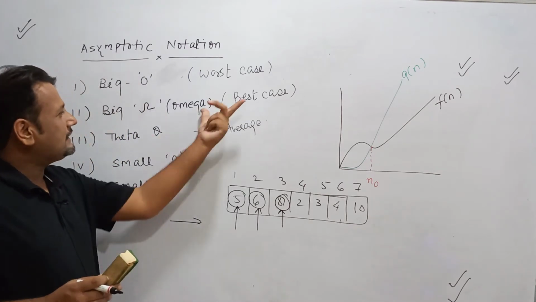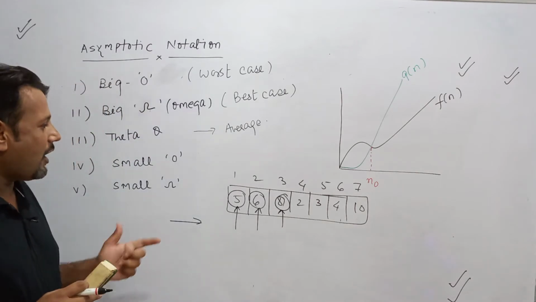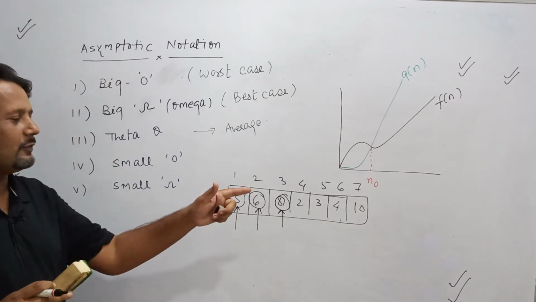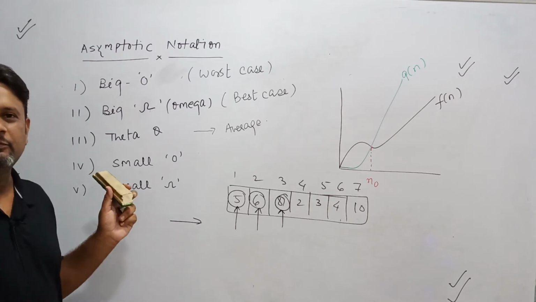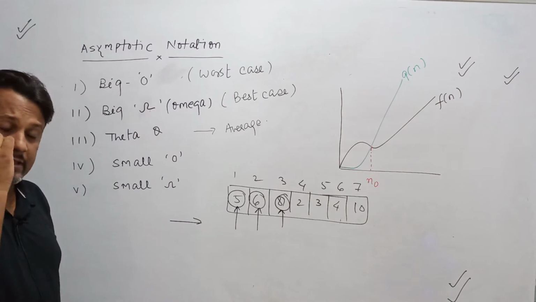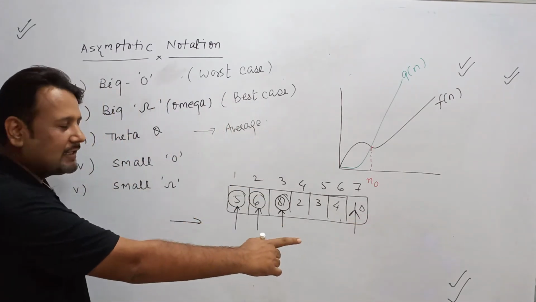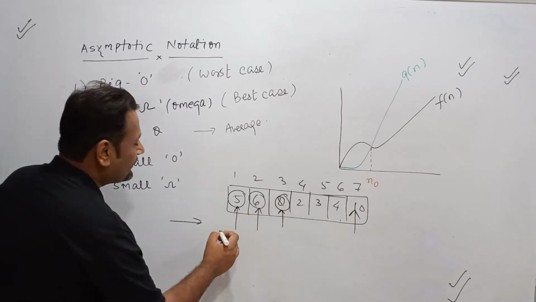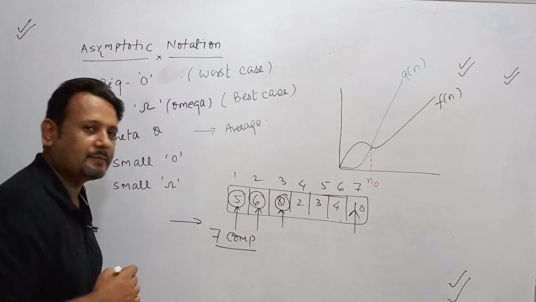Now, worst case means what? If I have 7 elements, how many comparisons do I need to do to find one element from this array? Worst case means nothing can be worse than this. That means if 7 elements are there, in the worst situation, I will find this element at the last. If my element is at the last, I need to do 7 comparisons. This is the worst case.